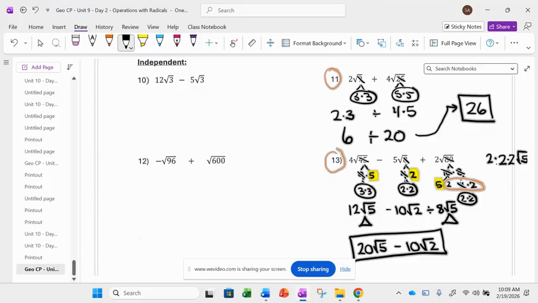Who remembers how do you know if a number is divisible by 3? Yeah. So what's 9 plus 6? 15. Is 15 divisible by 3? So 96 is divisible by 3.